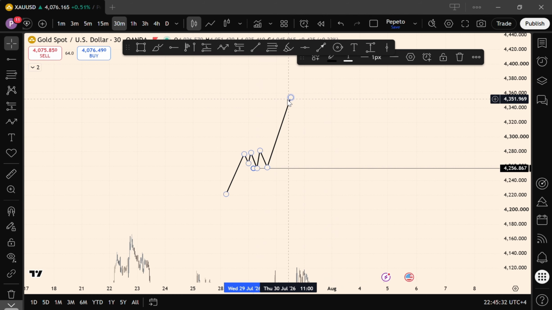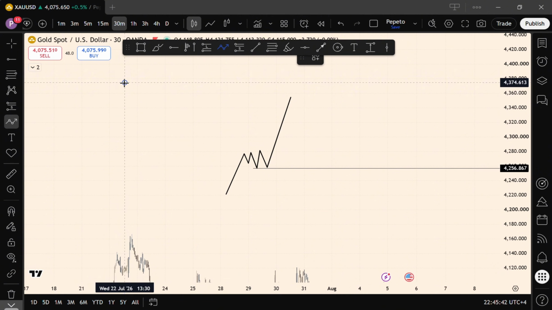Why? Because when the price returns to this zone, there is a high probability that it may react and move higher again. The market may attempt to mirror the previous bullish move that happened on the left side of the chart. Now, let's look at the bearish side.